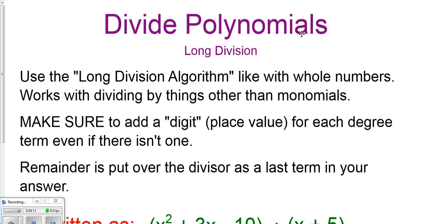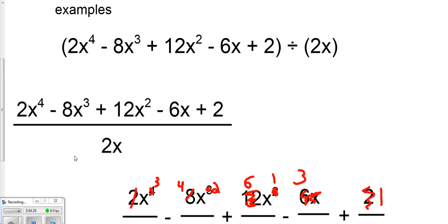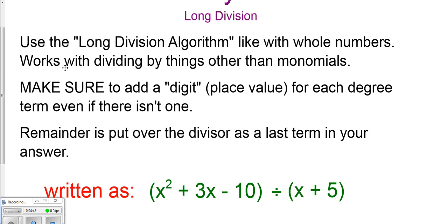Moving on to dividing polynomials using long division. We're going to use our long division algorithm, or again, that long division process like we do with whole numbers. Now, this one will work when we're dividing by things other than monomials. So if you're just dividing by a monomial like this, go ahead and do the previous process. That'll work for you. When you are dividing by things other than monomials, so like binomials, trinomials, or any other number of terms, use this long division process.